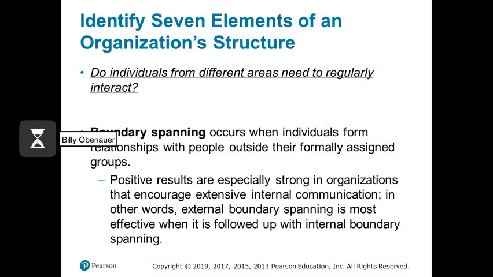The last element of structure that we're going to cover here is, do individuals from different areas need to regularly interact? When they do, this is called boundary spanning. It's when people form relationships with those outside of their formally assigned groups. As a manager, I had to boundary span quite a bit because I often needed help with different aspects of inventory management. Maybe I needed approvals from my credit office. There's a variety of different things that I needed. So I had to build relationships with our pricing managers, with our credit officers, with our purchasers. Taking the time to build these relationships is what we call boundary spanning.